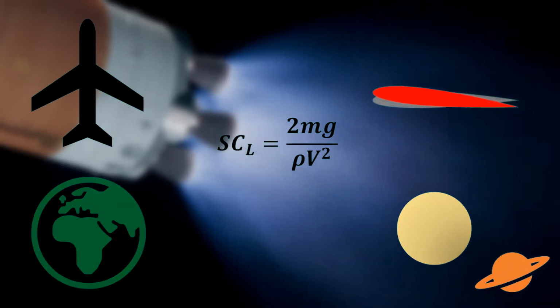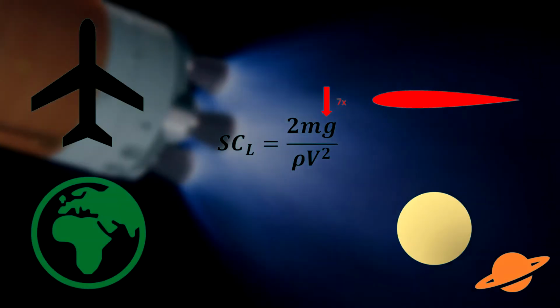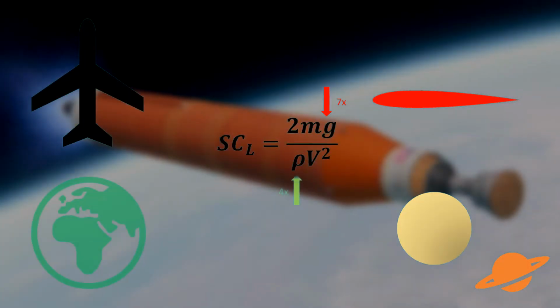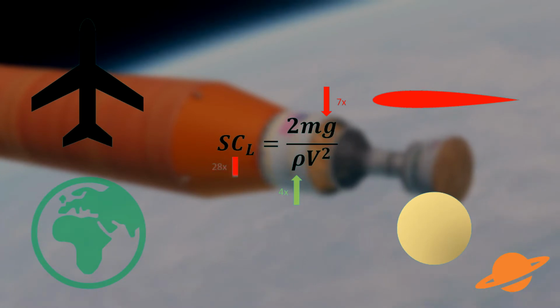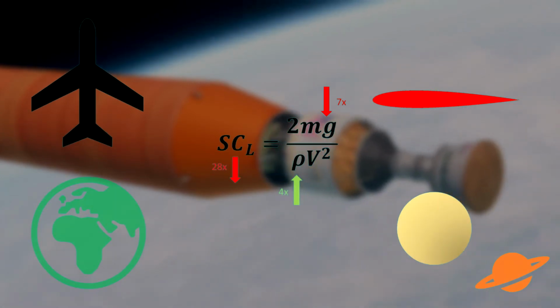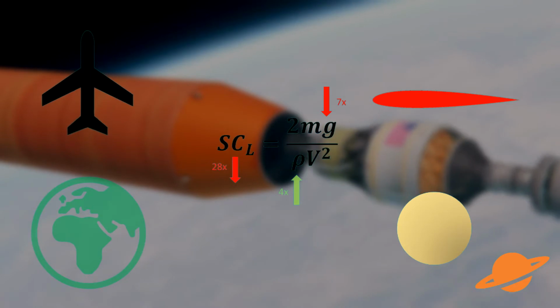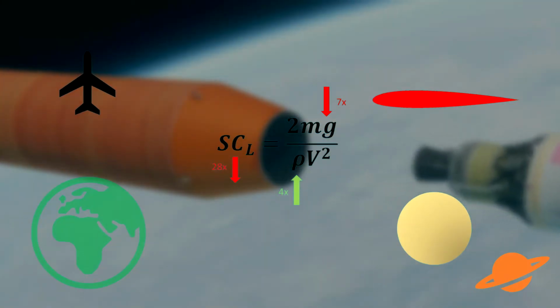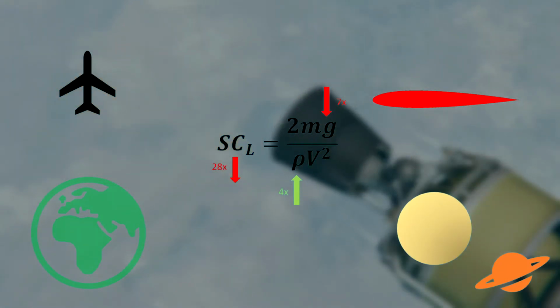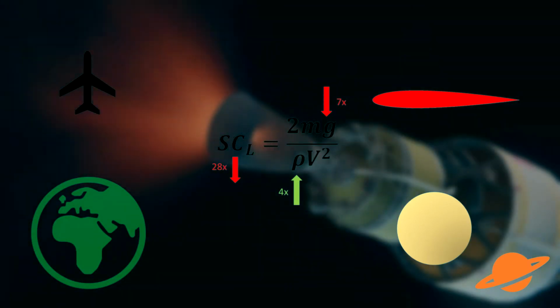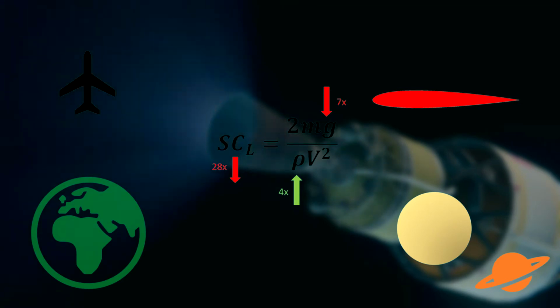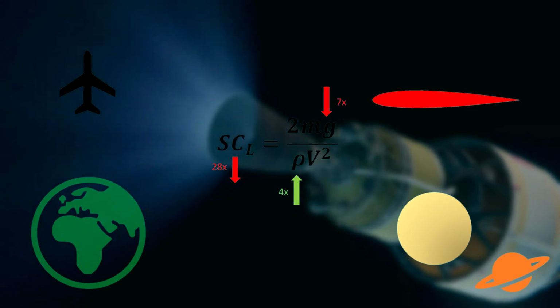Titan, in comparison to Earth, has a gravitational acceleration of 7 times less and an atmospheric density of 4 times more. For a mission of the same speed and an aircraft of identical mass, this means the SCL requirement on Titan is approximately 28 times less. This allows the wing area of a design to be reduced, and therefore we also reduce the mass of the aircraft. If the mass is reduced, this means that the lift we have to generate is even less, making the flight even more efficient on Titan.